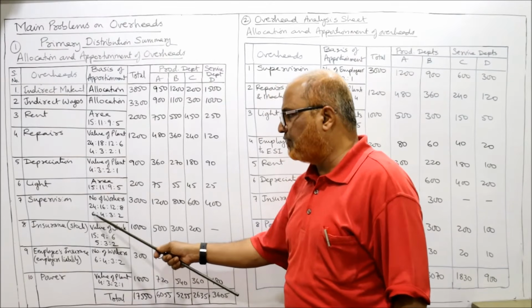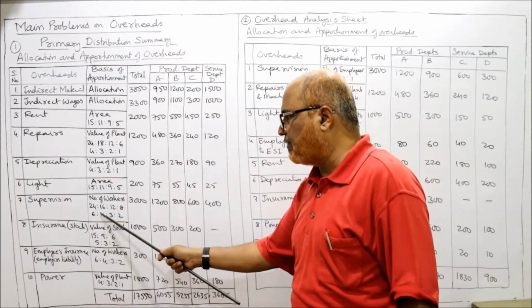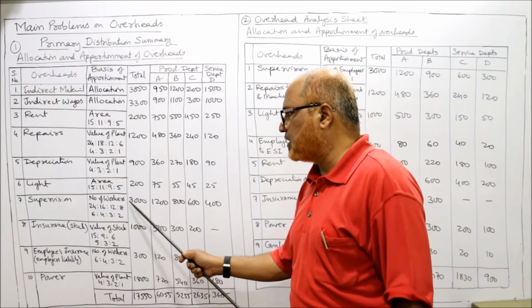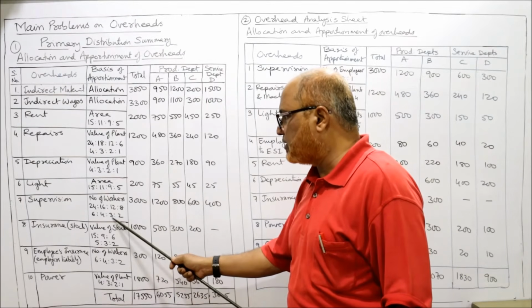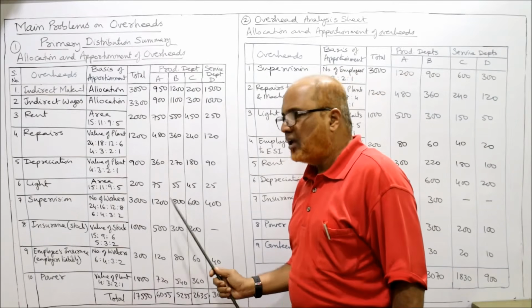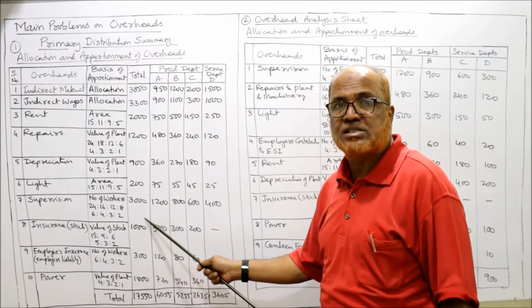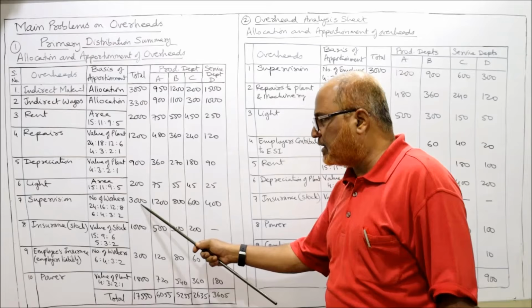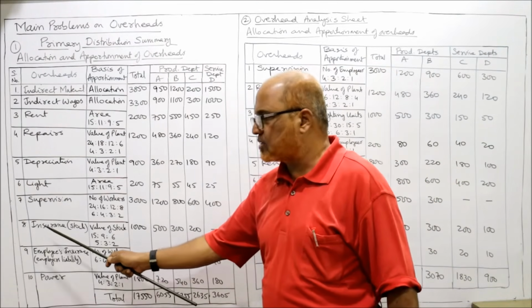If you add up 6 plus 4 plus 3 plus 2, 15. 3000 into 6 by 15, 1200. 3000 into 4 by 15, 800. 3000 into 3 by 15, 600. 3000 into 2 by 15, 400. Divided. Even if you add up these 4 amounts, you should get 3000. Verify yourself. After dividing, you add up the 4 amounts, you should get the total for every case. Then your calculations are correct.